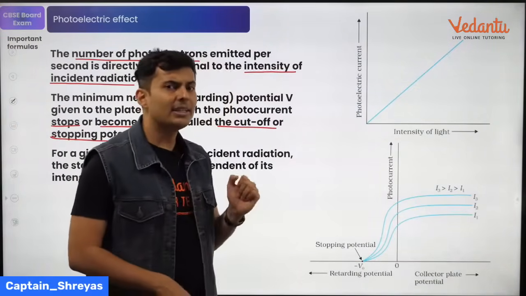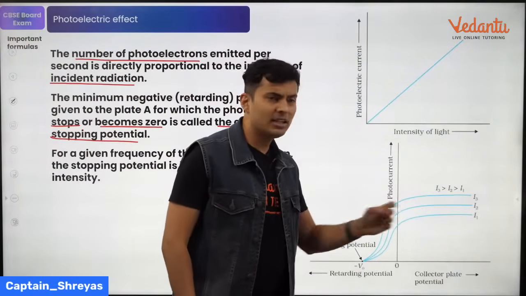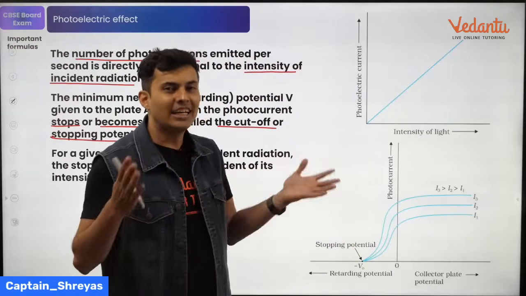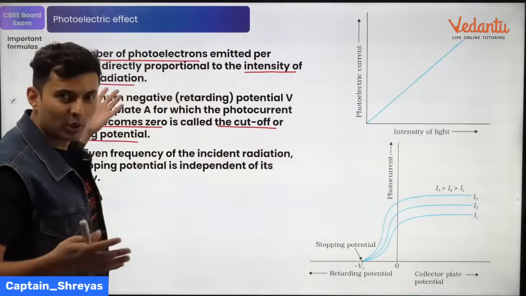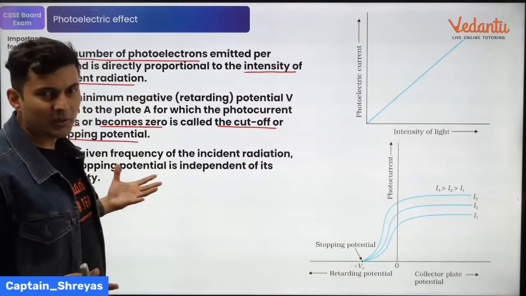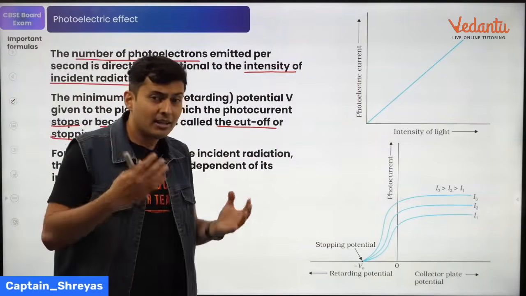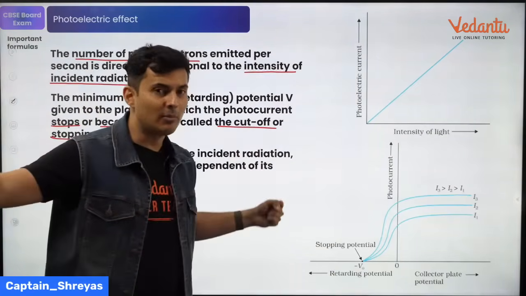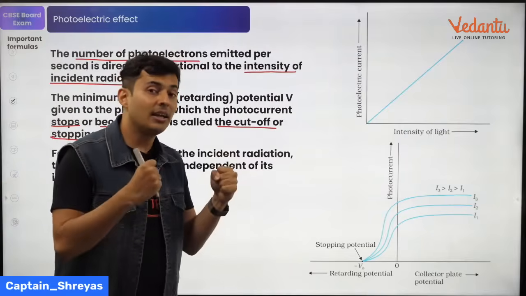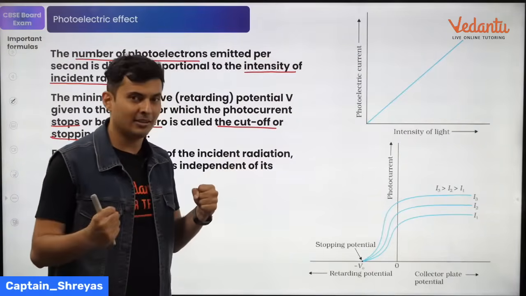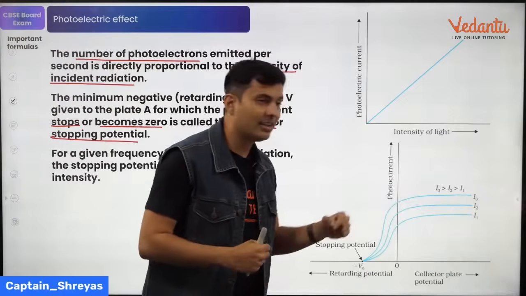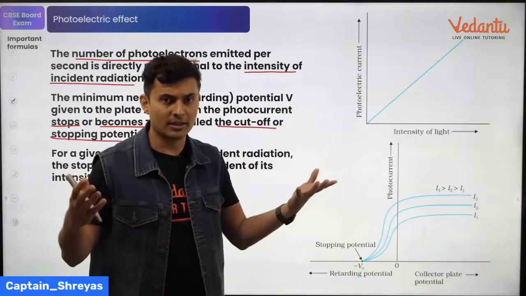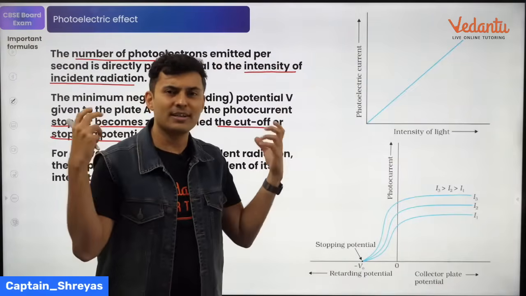You will also see one interesting thing. Even if I change the intensity of the light, the stopping potential does not change. Because just changing intensity means changing the number of photons, means changing the number of electrons. But that does not change the fact that each electron still has the same energy. Increasing the number of electrons is one thing, changing the energy of each electron is another thing. So when you change intensity, you're just changing the number of electrons ejected. But the energy of the electrons is still the same.